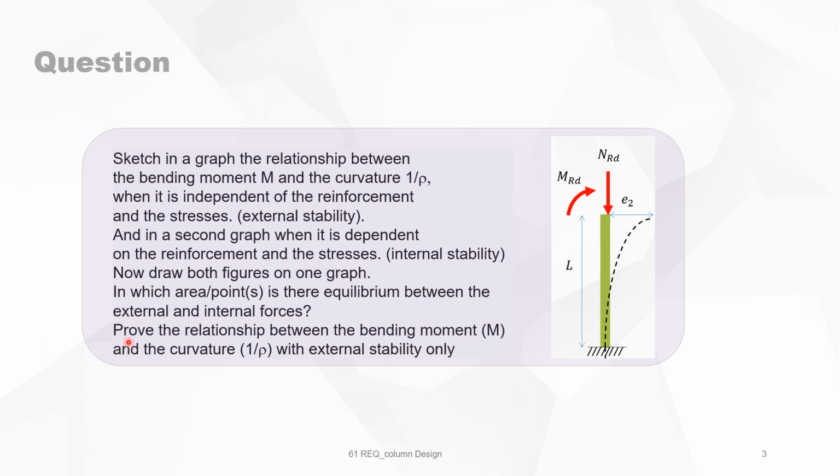Prove the relationship between the bending moment M and the curvature 1 over rho with external stability only. We start with the external stability, independently from reinforcement and stresses. So we have the diagram: on the y-axis the bending moment, on the x-axis the curvature.